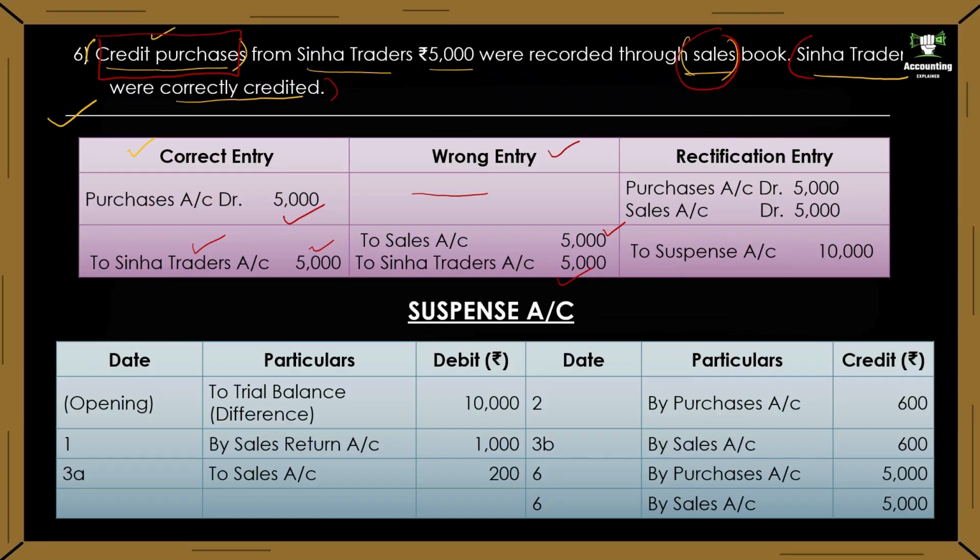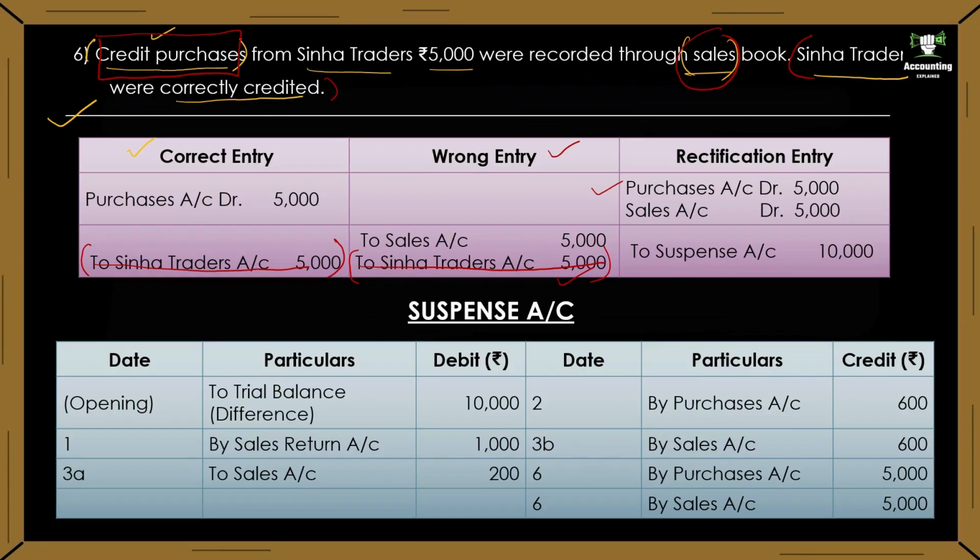Next, let us see the rectification entry. Okay, now if you see the wrong entry, the debit total and the credit total do not match. So we have to open a suspense account. That part is clear. Next, let us see the Sinha Traders account. Sinha Traders account is credited in the correct entry with rupees 5,000. Similarly, in the wrong entry also, Sinha Traders is credited with rupees 5,000. So that is recorded correctly. So we will strike that off. No need to touch it.